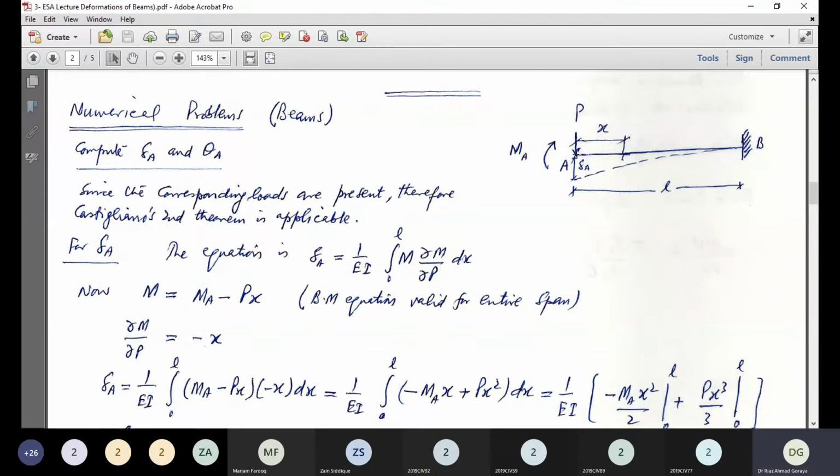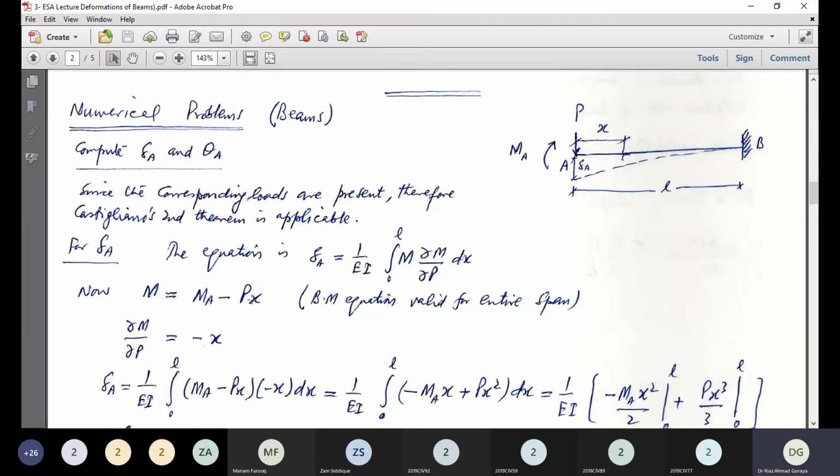So take any section at a distance x from A. Now, what will be the bending moment expression? That will be MA positive because it is creating tension on the bottom side. Then minus P into x. Why is it minus? Because it is creating tension on the top fibers. So M will be MA minus Px. This will be the bending moment expression, and this is valid for the entire span.